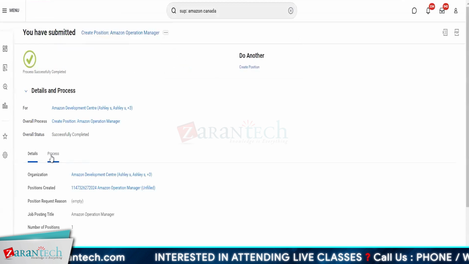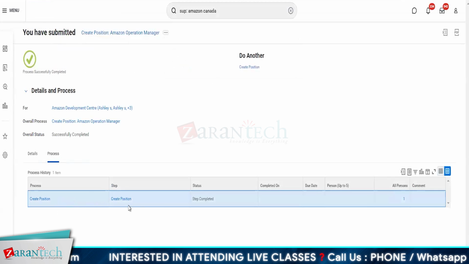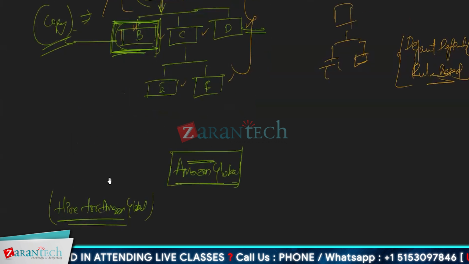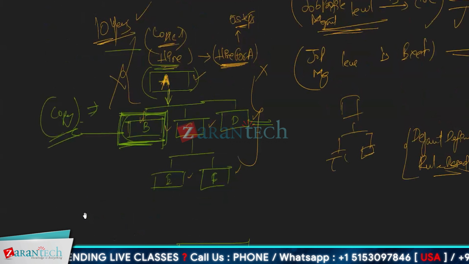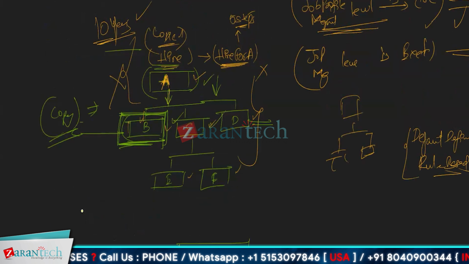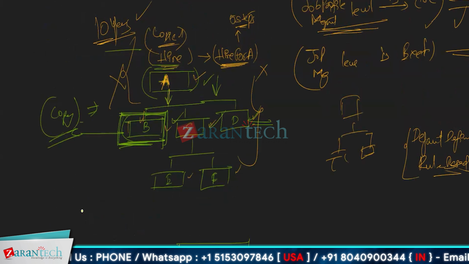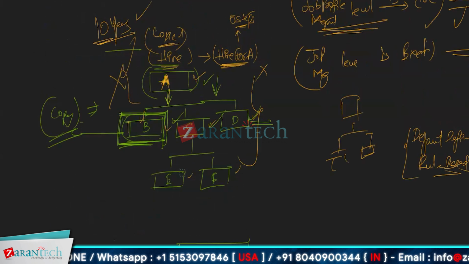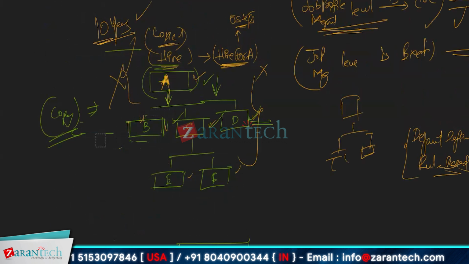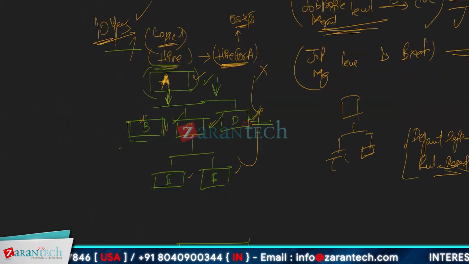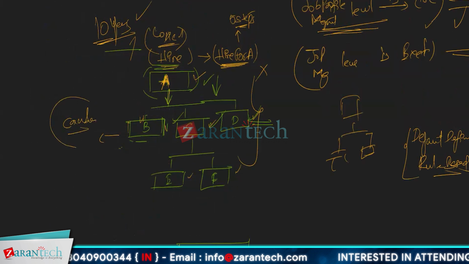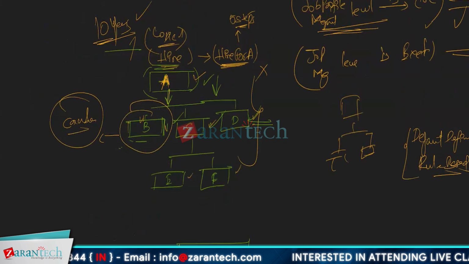When I submitted this particular task, it only had one step. It did not have that approval step. The reason being this, like I just explained, if you have copied something on top of it, it will automatically be inherited by all the lower orgs. However, what we just did was we created the create position business process just for Canada. So only for this particular org it got executed.